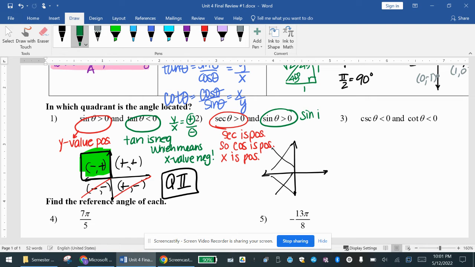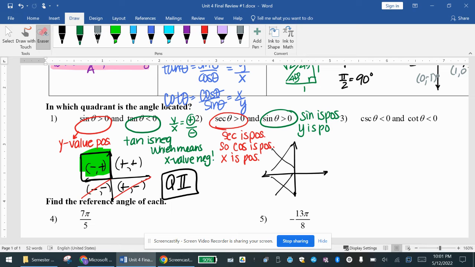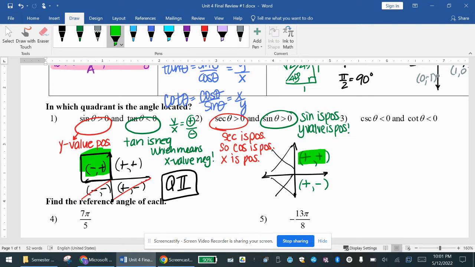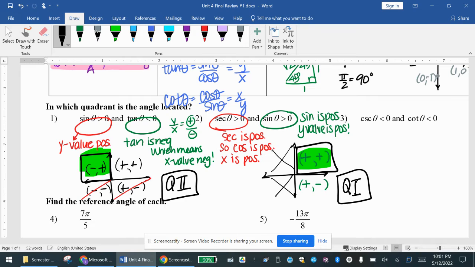Now this next piece of information says the sine is greater than 0. So sine is positive, which means, remember, sine is related to the y value. So the y value is positive. And the only place that the y value is positive is quadrant 1. So Q1 is the correct answer for number 2.